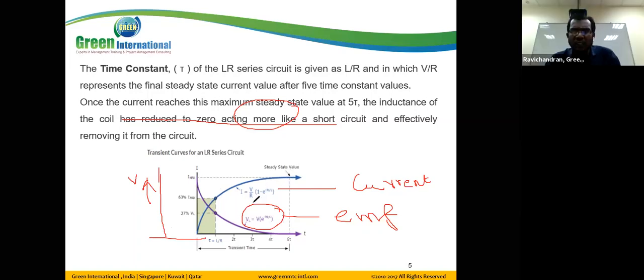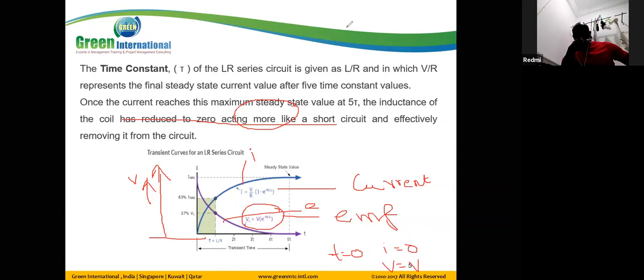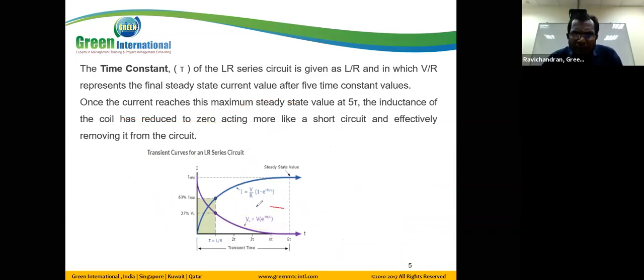So we have two curves over there. This curve will represent the current. This curve will represent the voltage. So for RL series circuit, at t is equal to 0, I is equal to 0, and VL is equal to the applied voltage. So here we remember this formula: VL is equal to V e to the power of minus R by L T.